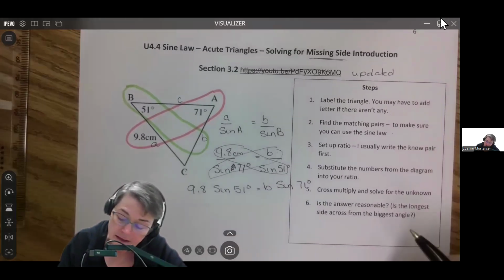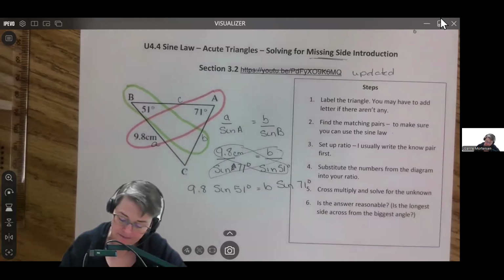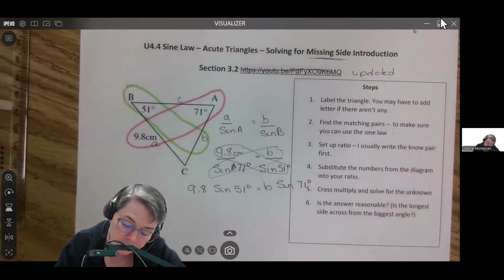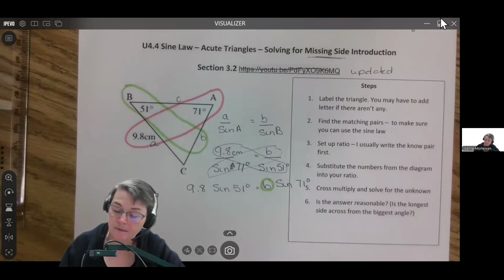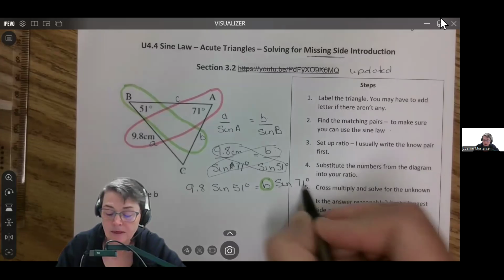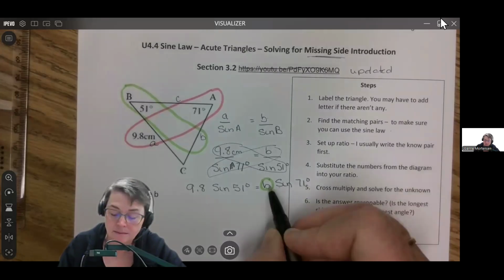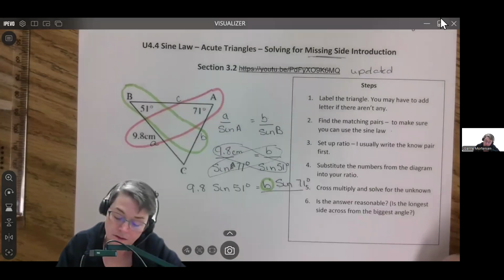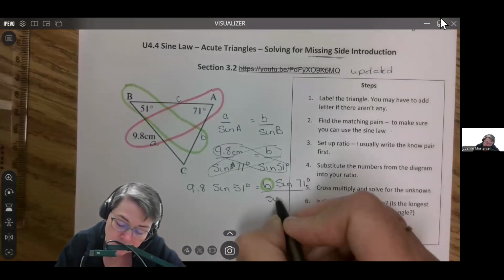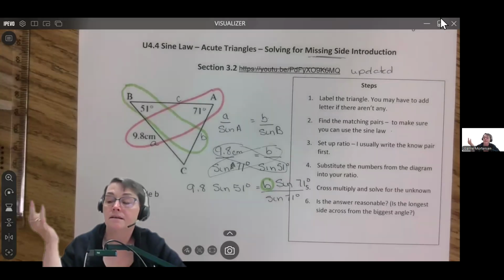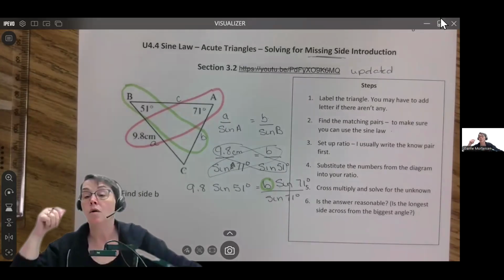Anywho, so my variable B is what I'm looking for. So I need to get rid of this sine 71. Now, because the B and the sine 71 are side by side, that means multiplication, and the opposite is division. So I'm going to divide by sine 71. Okay, and notice it's sine 71 because, you know what? Hold that thought.